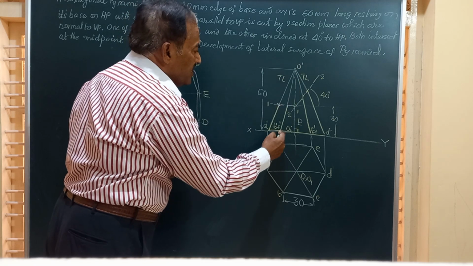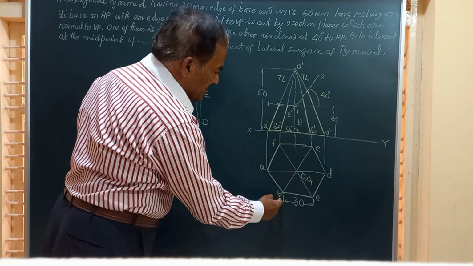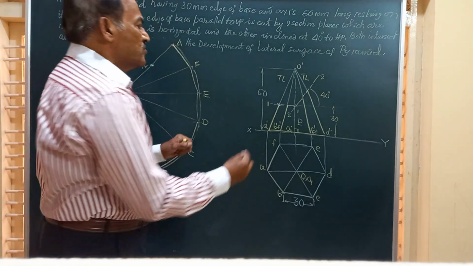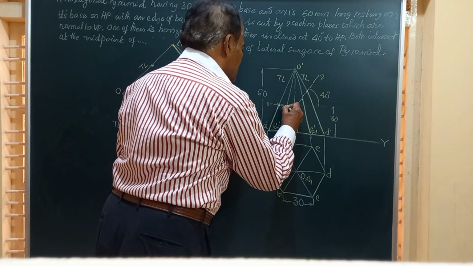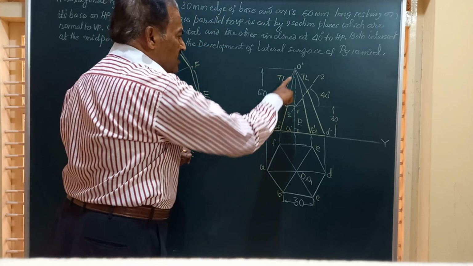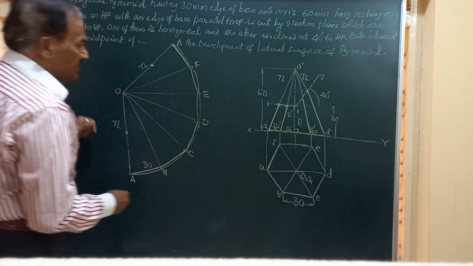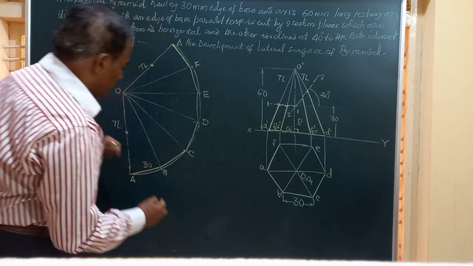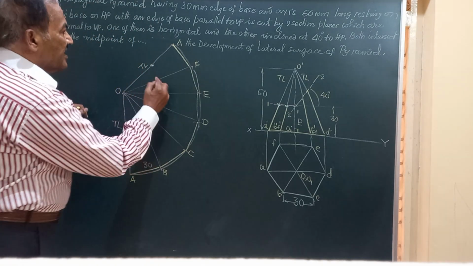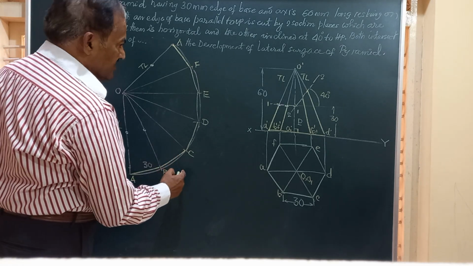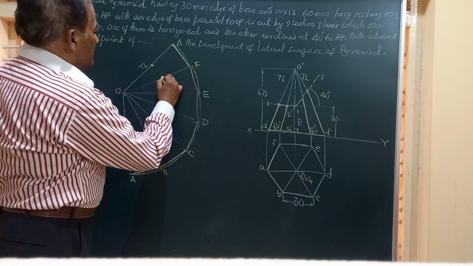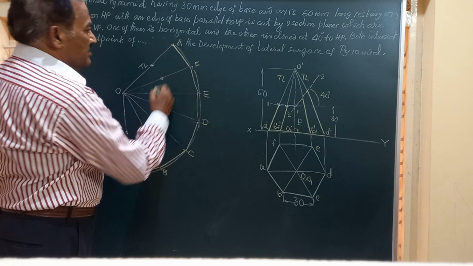Similarly, OB and OF are cut here, but again they are not the true length, and hence this point is to be transferred to the true length generator, and again obtain the same measurement on OB and OF. So this is on OB, and again this is on OF. OB and OF will have the same measurement.